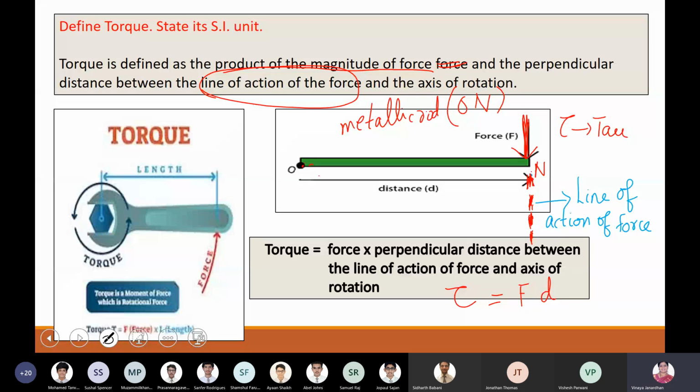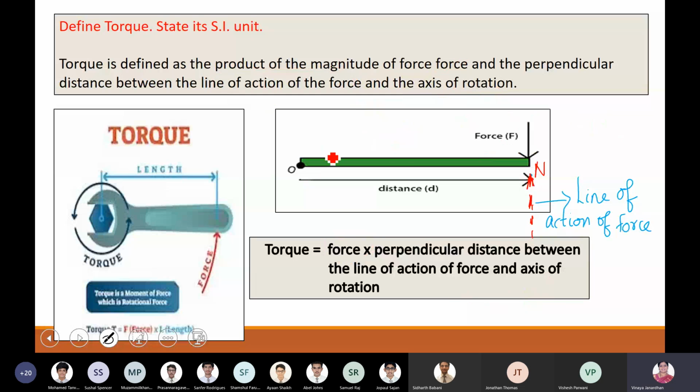Now your torque is nothing but the force you're going to apply multiplied by the perpendicular distance, right? This ON will be the perpendicular distance, right? ON is the perpendicular distance. Why? Because it is perpendicular to the force. ON is the perpendicular distance between the line of action of the force and the axis of rotation. Can you imagine?